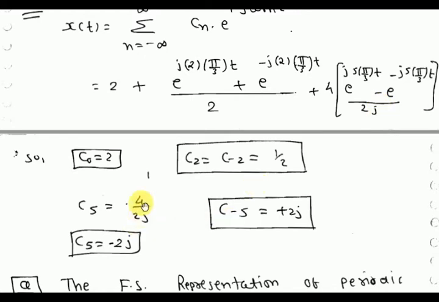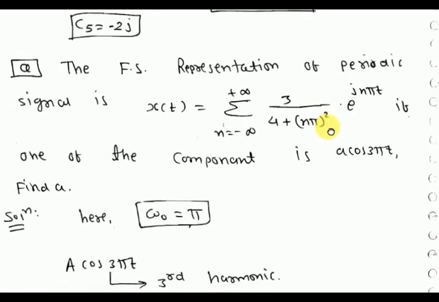So c5 is 4 by 2j, which means minus 2j, and c minus 5 is minus 4 by 2j, which means plus 2j. Okay, this is simple.